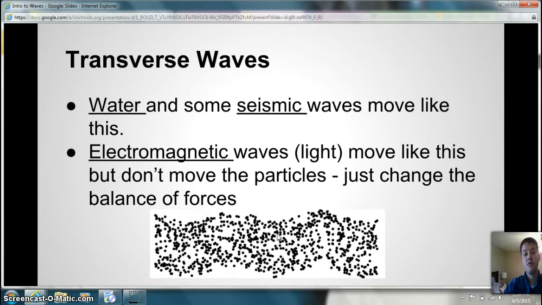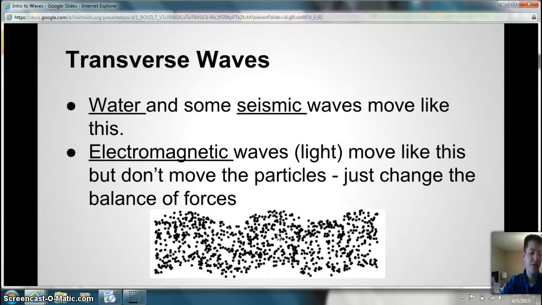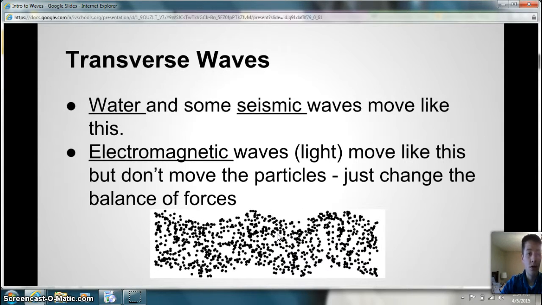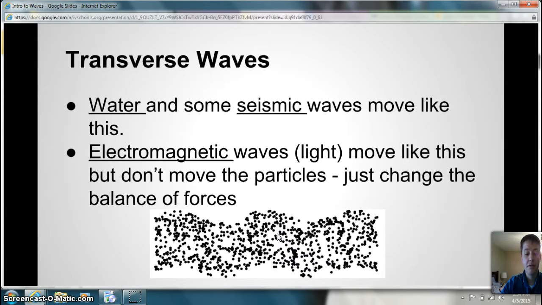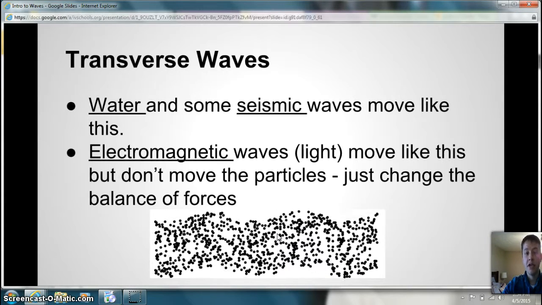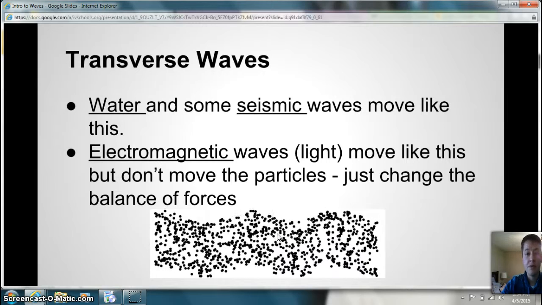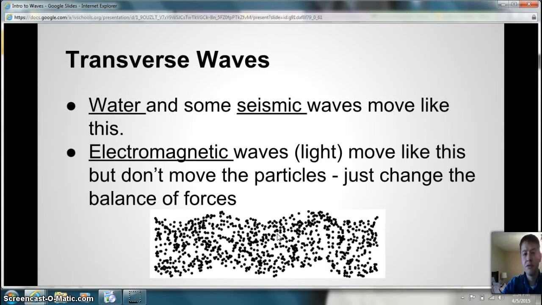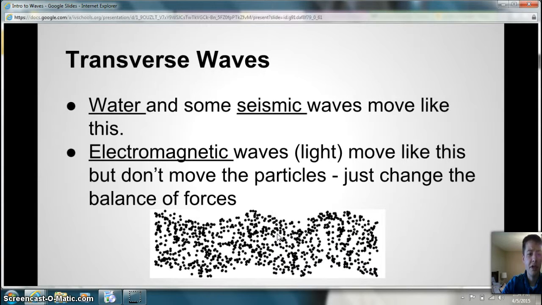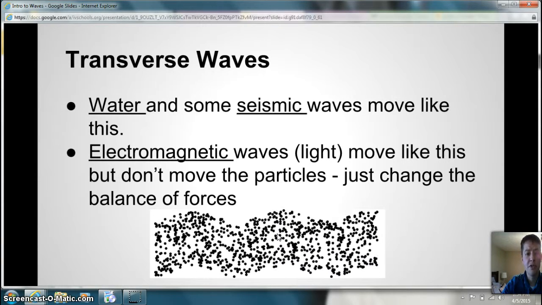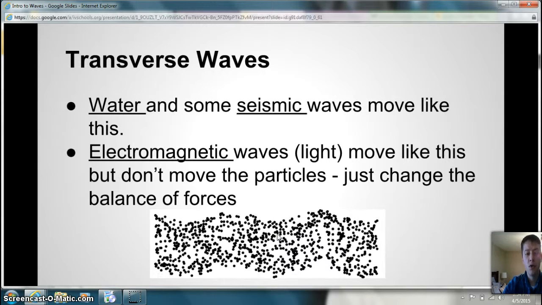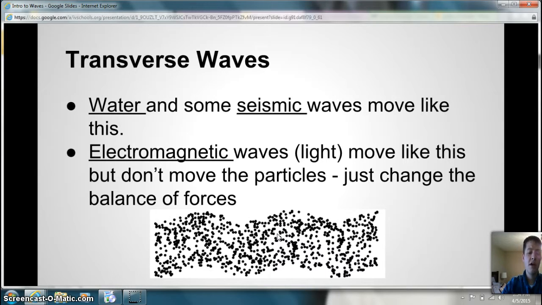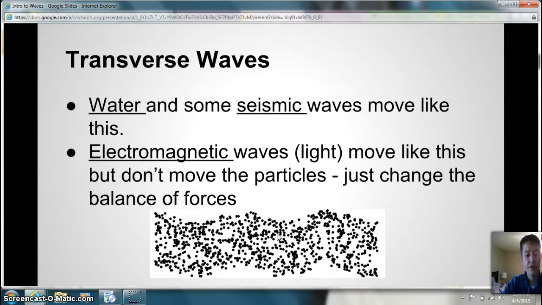Some examples of transverse waves, the two types that you're going to be familiar with, are normal water waves. It's important to understand how water waves work because the worst natural disaster in the history of mankind that we know of happened in 2004, where a tsunami, a water wave, killed 200-some thousand people on Christmas Day. Also seismic waves. It's important that we know how seismic waves work because they're responsible for earthquakes.